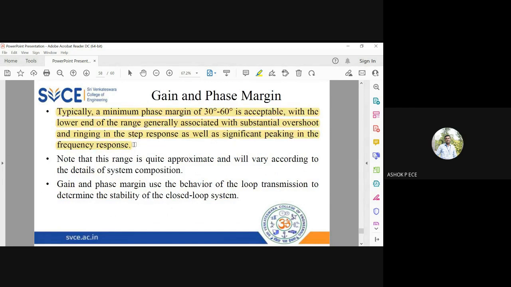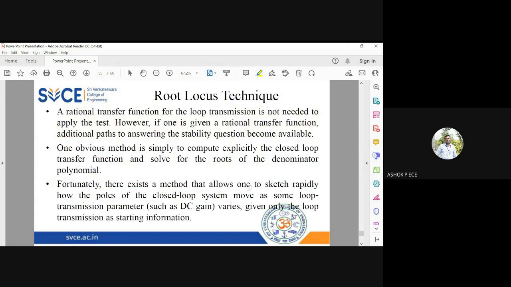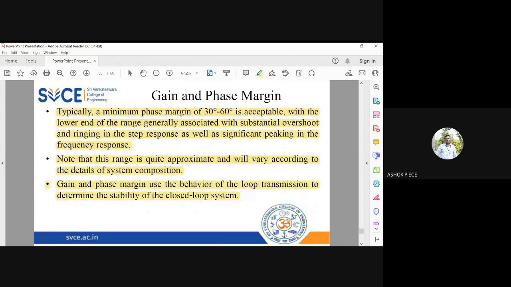So gain margin of 3 to 5 dB variation in gain, and phase margin of 30 to 60 degrees is the acceptable phase margin. And this range is quite high, but in the practical case you will start reducing that gain margin and phase margin.